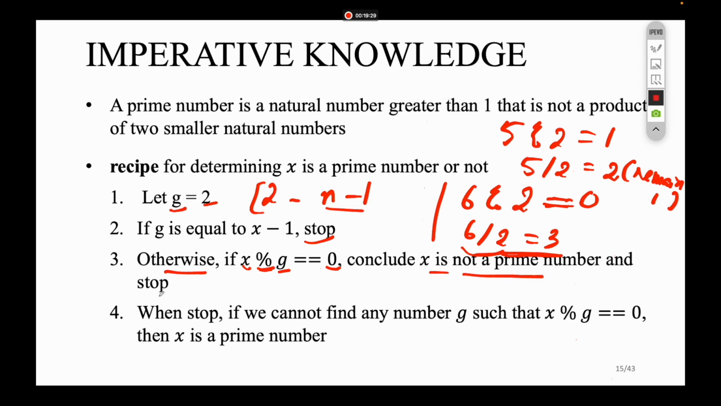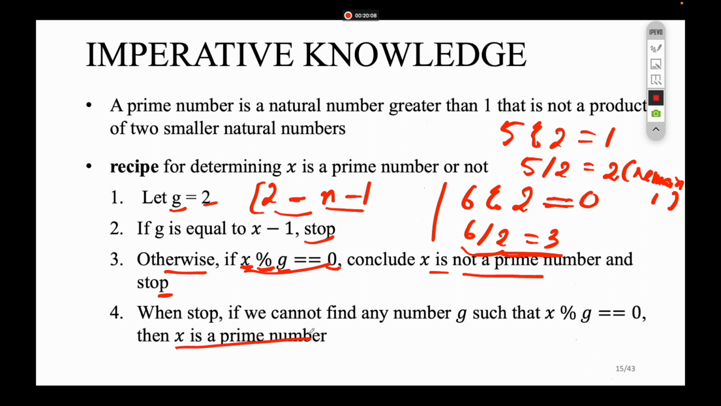We can stop now, because if you can find only one number g that divides h, it means h is not a prime number. Just one is enough. When you have scanned all the numbers in this interval but cannot find any number g that satisfies this condition, we can conclude that h is a prime number. It's so easy.